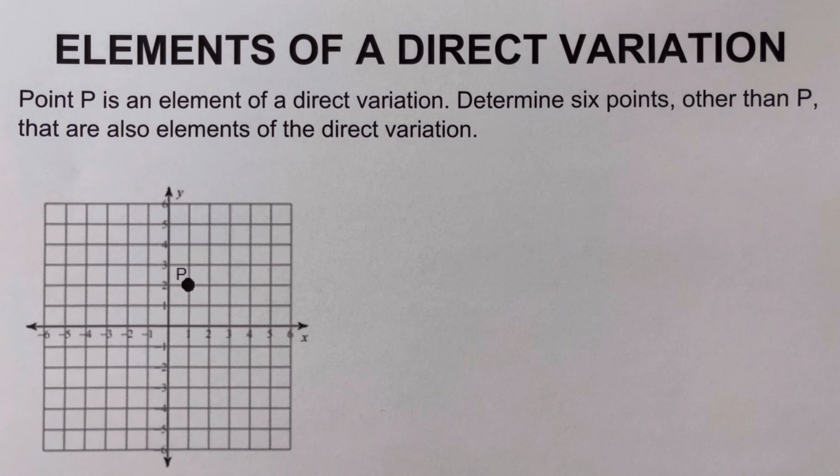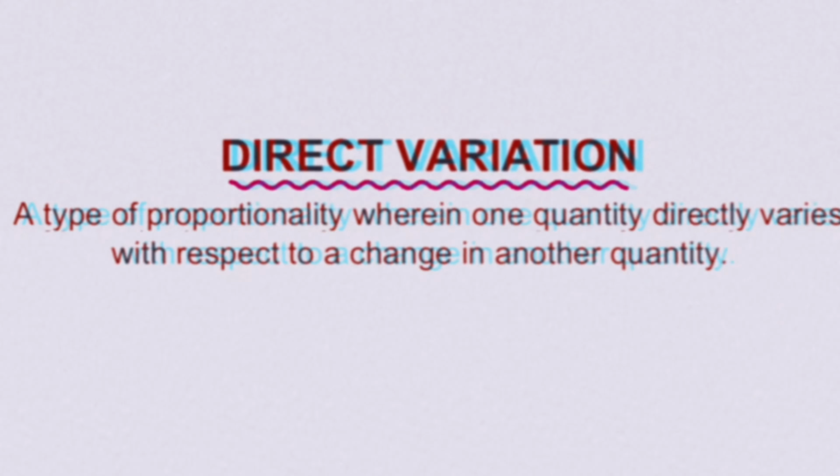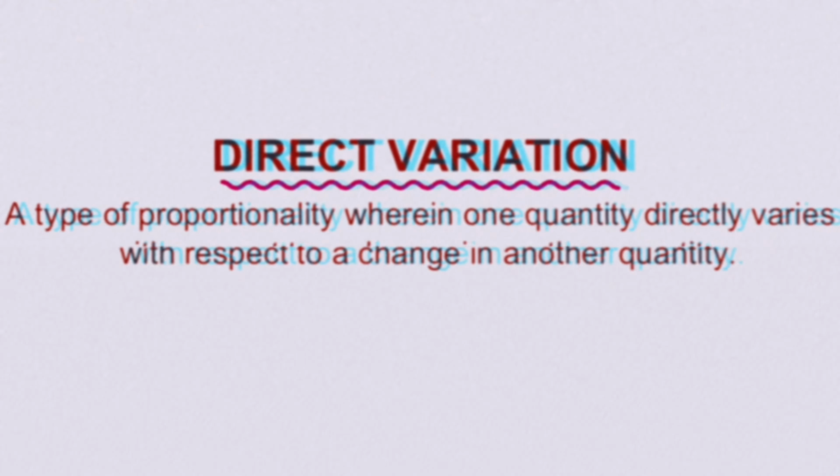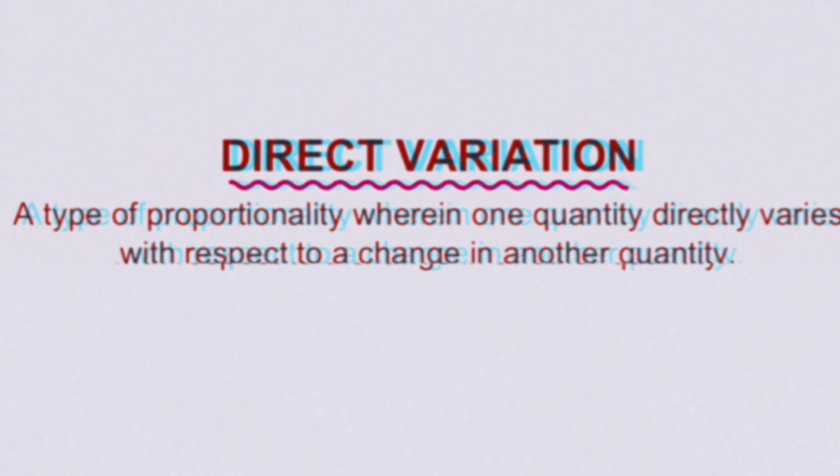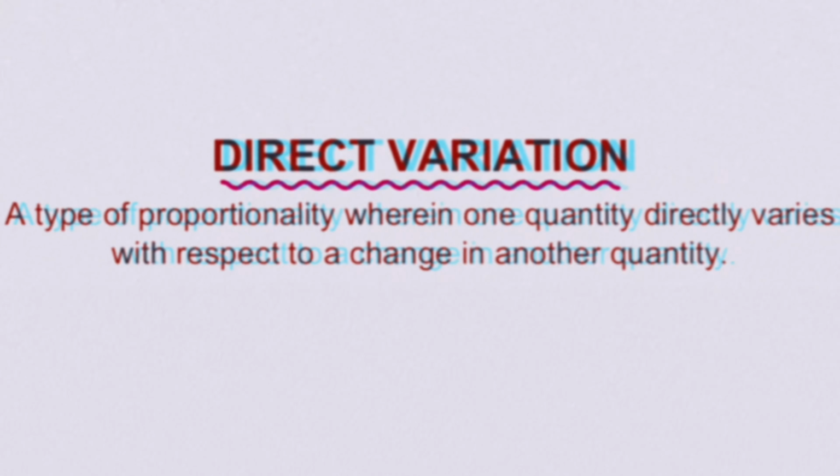Before we go over this example right here, let's review the definition and real-life examples of direct variation. We remember that by definition, direct variation is a type of proportionality wherein one quantity directly varies with respect to a change in another quantity.